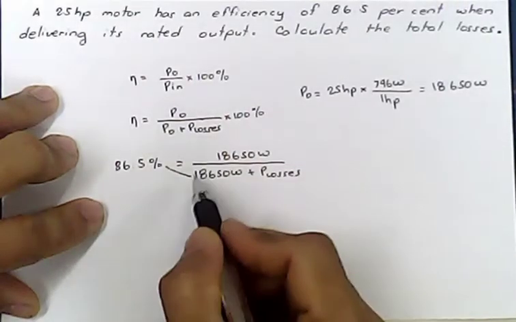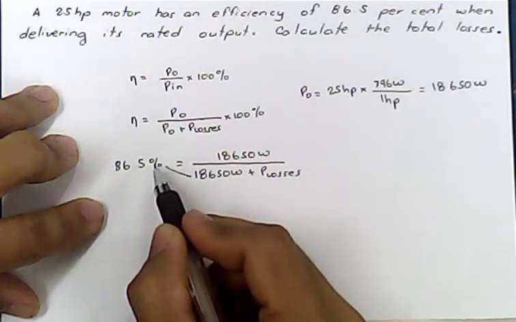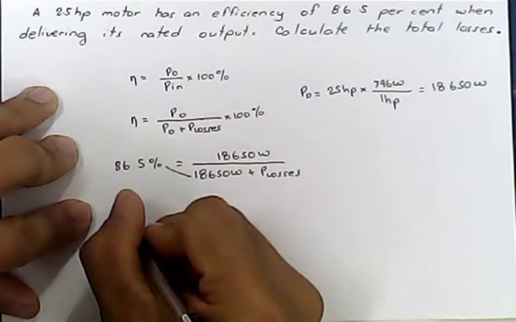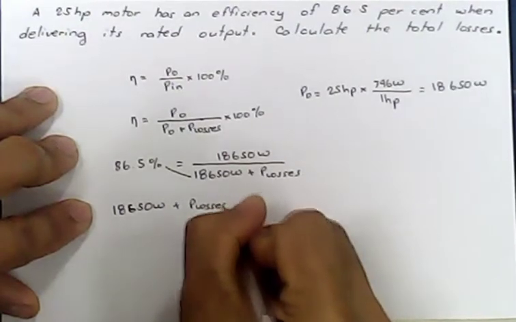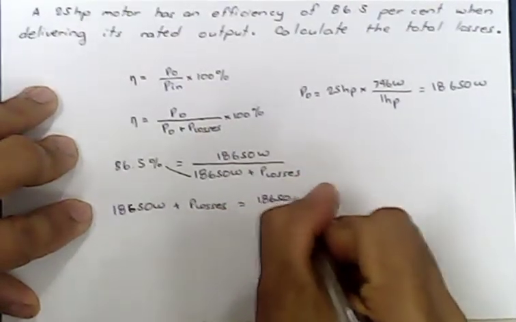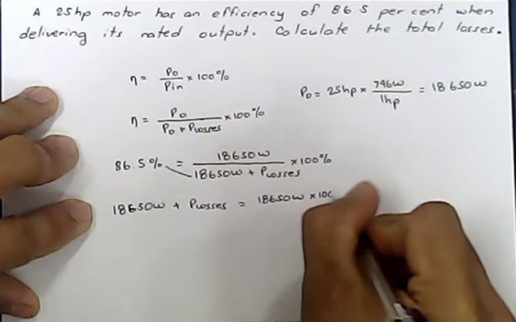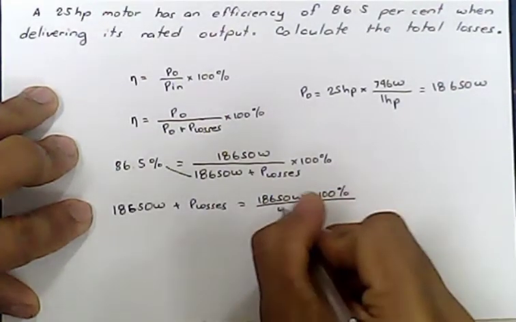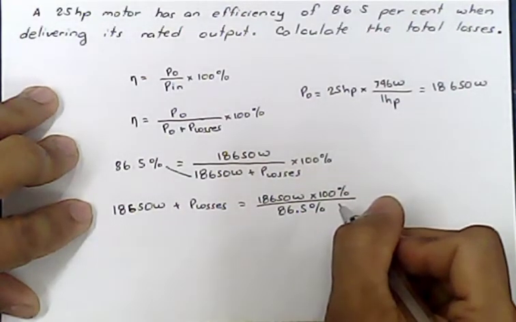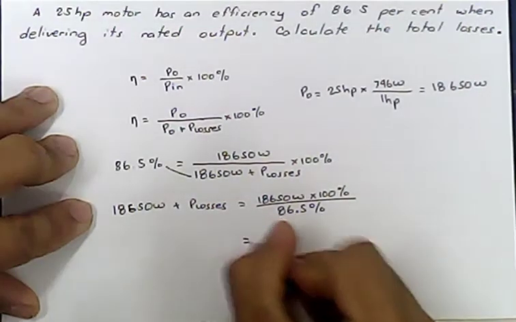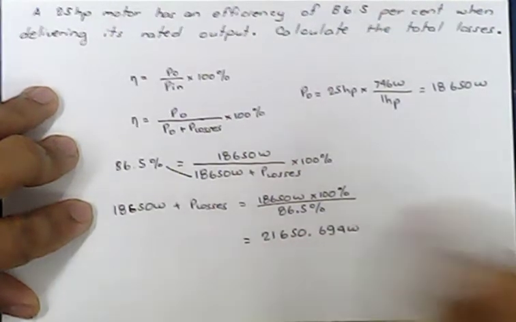Cross multiply. Ito pupunta dito sa taas. Ngayon naman, itong 86.5% pupunta naman dito sa baba. 18,650 watts plus the power losses equals 18,650 watts. Kalimutan po natin yung 100% dito, sorry. Okay? So times 100%, divide this by 86.5%. Simplify natin ito. This is 21,650.694 watts.